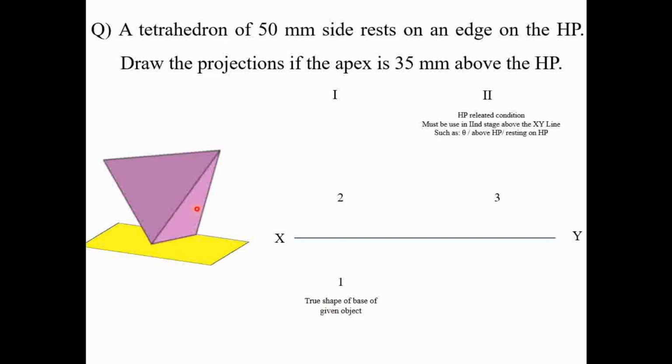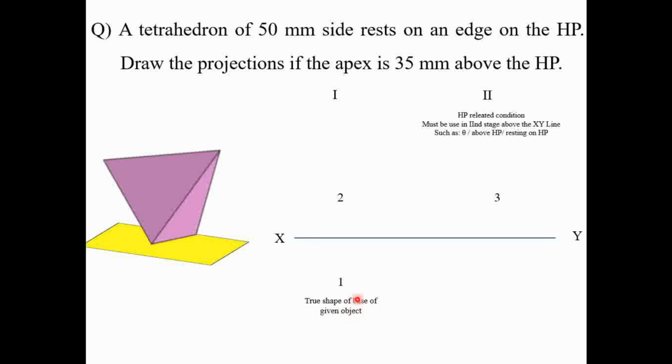So if a tetrahedron is given, then the true shape of the base will be a triangle. As per the previous method that we have seen, if the edge is resting on HP, consider the complete base on HP and then observe the object. The true shape of the base will be visible from the top view. You can follow that method also, or you can follow this method. HP related conditions always come in the second stage above the XY line, such as theta, above the HP, or resting on HP. This will be the third diagram. The second diagram will be towards the left side of that, and the first diagram is opposite to that, below the XY line. Always, the first diagram in projections of solids will be the true shape of the base of the given object.